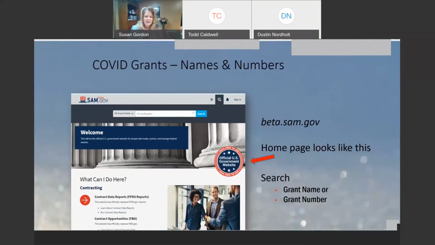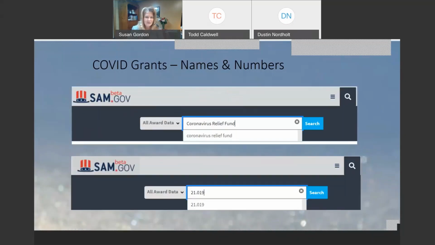But if you go to beta.sam.gov, this is what it looks like on the home page. And you can do a search by either grant name or grant number. So I've done both here. I searched for Coronavirus Relief Fund, and you could just do coronavirus, I think. And then I also searched by CFDA number 21.019.